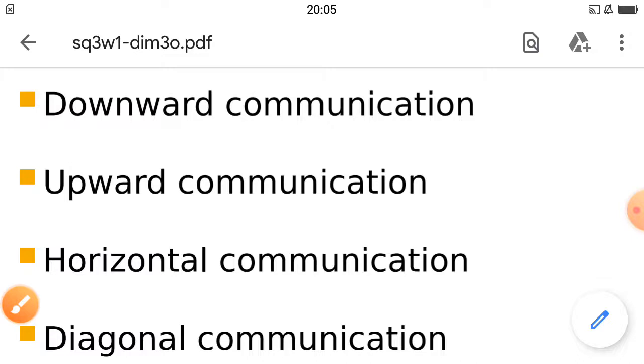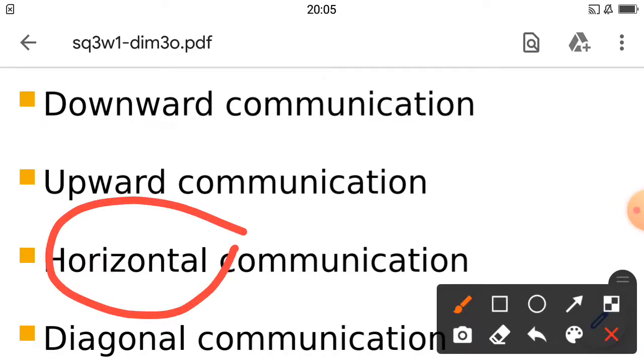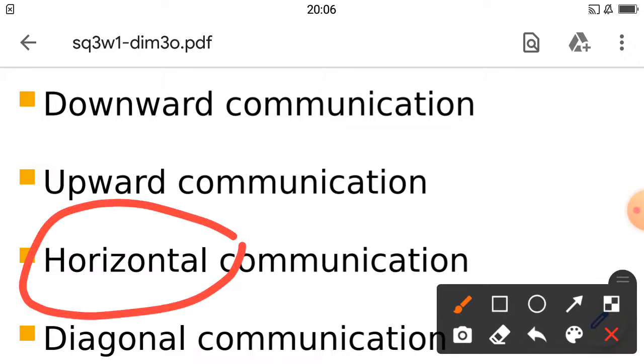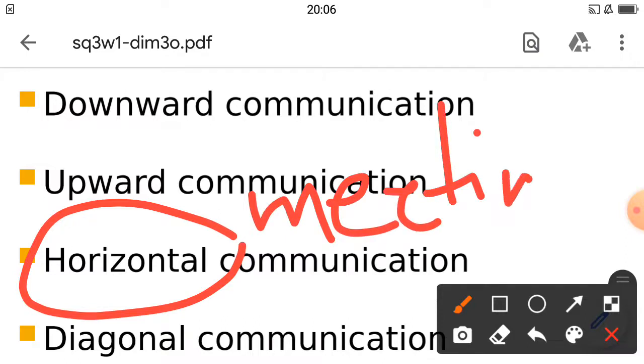So after upward communication, we have the horizontal communication. Horizontal communication is also known as lateral communication, and that involves the flow of messages between individuals and groups on the same level of an organization, as opposed to upward or downward communication flows within an organization. Communication within a team is a perfect example of horizontal communication. Horizontal communication also occurs formally in meetings as well as in presentations. So an example of horizontal communication, for example, the conversations in a meeting.